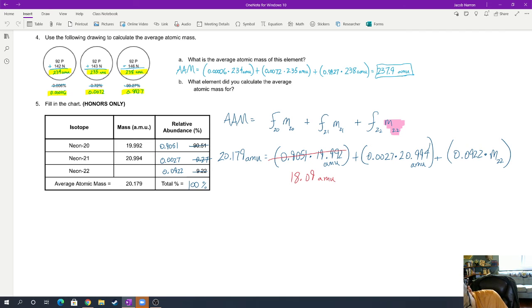Same for this next term. So for this next section, I'm doing 0.0027 times 20.994, and I get 0.0567. Let's just call it that. And again, this is going to be AMU. And this is all going to be plus that down there on the end. So we're really just carrying that down. Why did I write that? Okay, so we'll just carry that down. And we know that we're looking for that mass of 22 down there in the end.